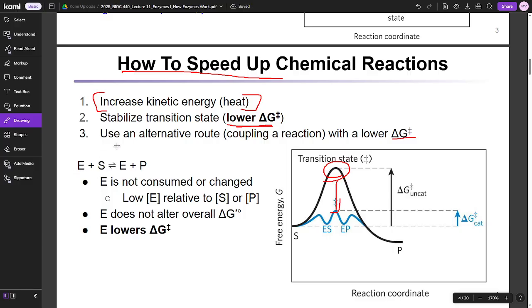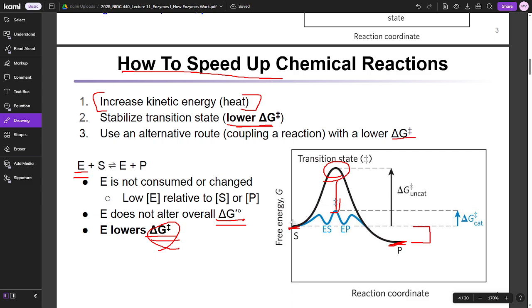The idea here is that catalysts, enzymes, biological catalysts, are not consumed or changed in the reaction. They're just kind of there. They also don't alter the overall delta G naught. That means from the energy of the substrate to the energy of the product, that change doesn't change. The energy drop from here to here is still the same. What it does change is this.